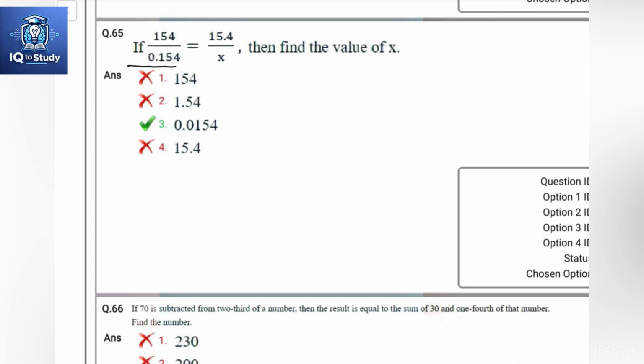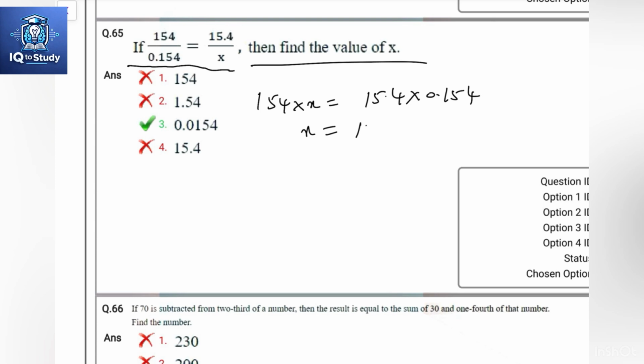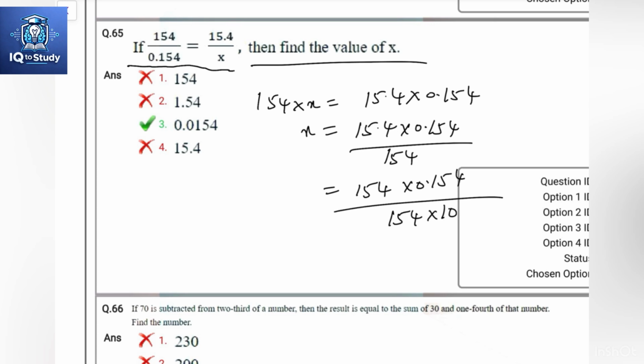If 154 divided by 0.154 is equal to 15.4 divided by x, then find the value of x. By cross multiplication, it becomes 154 into x is equal to 15.4 into 0.154, which is equal to 15.4 into 0.154 divided by 154. It can be written as 154 into 0.154 divided by 154 into 10, which is equal to 0.0154. So option 3 is correct.